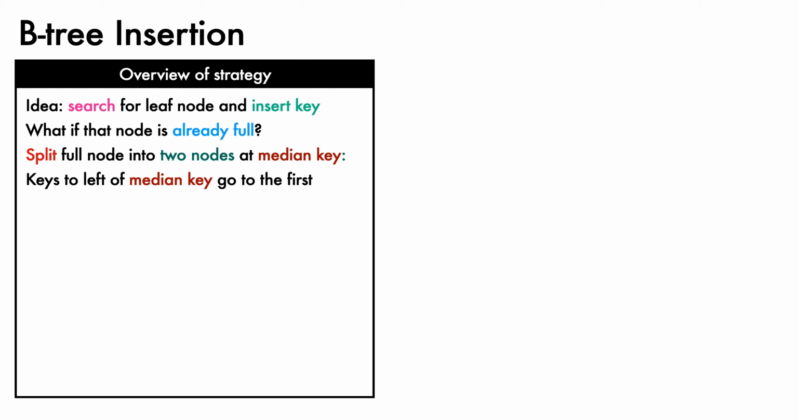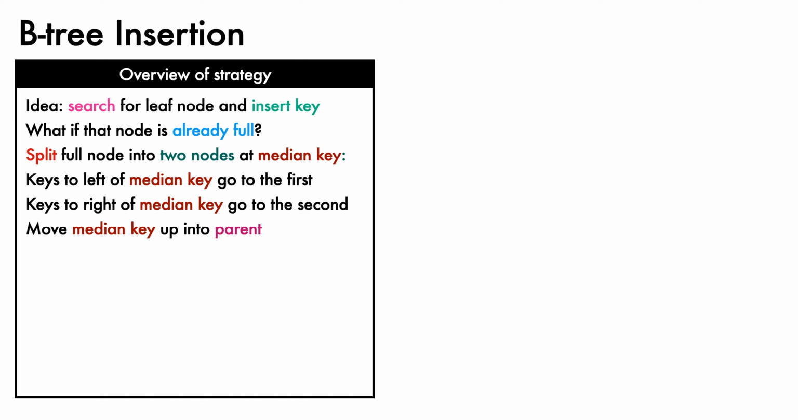The keys to the left of the median key go to the first new node, and the keys to the right of the median key go to the second new node. Then we move the median key up into the parent of the node we just split. But what if that parent is already full? You can probably see that some kind of recursion may be needed.